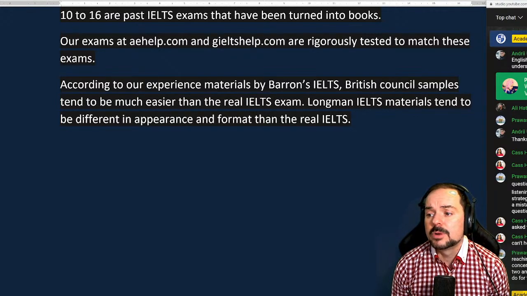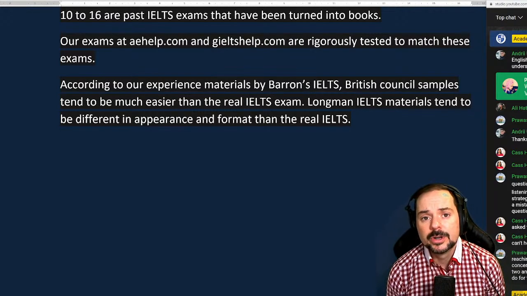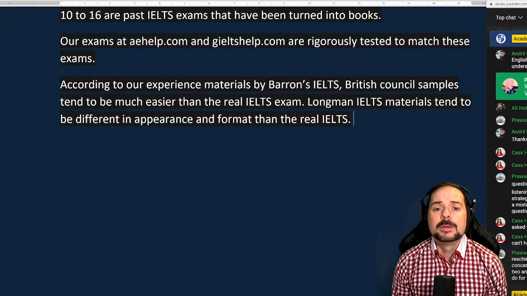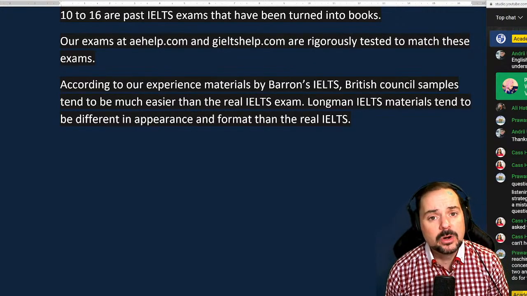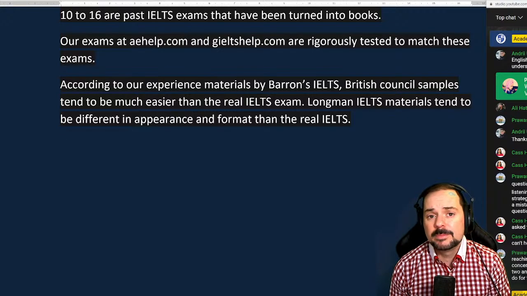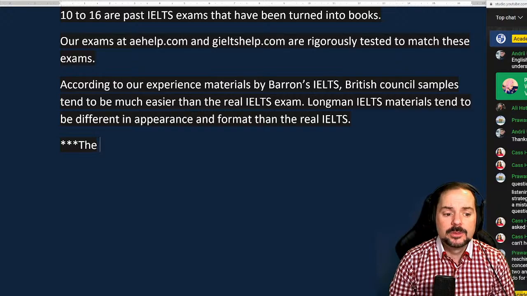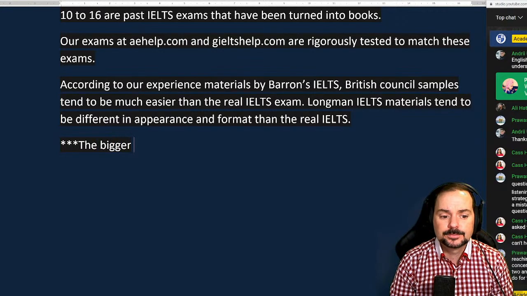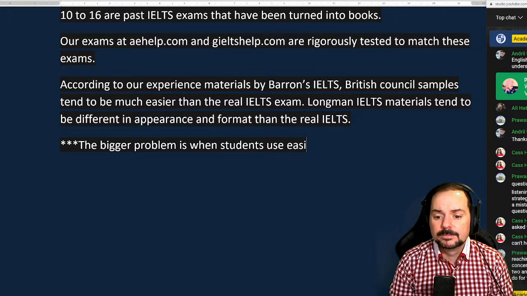Usually, Prabjot, the problem isn't that the materials are harder than the real IELTS exam. It's that they're easier. If the materials are a little bit harder than the real IELTS exam, that's not necessarily a bad situation, because if you can do them, then you'll do better on the IELTS. The problem is when you're using materials which are easier. The bigger problem is when students use easier materials than the real IELTS.